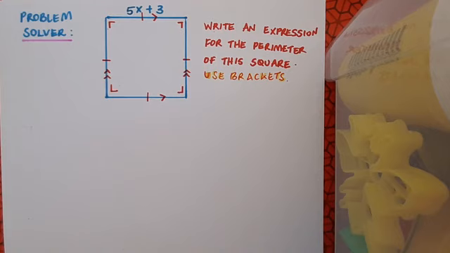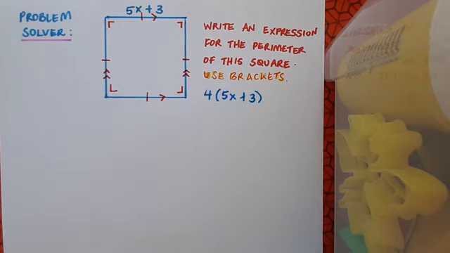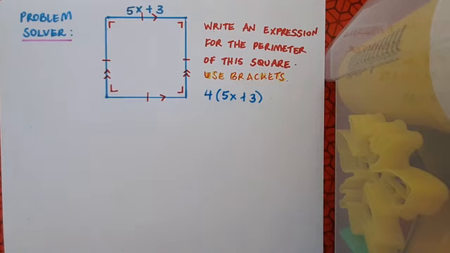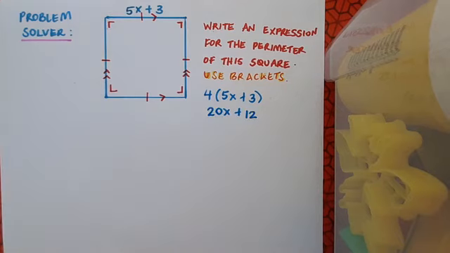Well, the perimeter, I know, has 4 sides that are all the same length. So I could write its perimeter as 4 bracket 5x plus 3. Could you expand and, if possible, simplify this, please? Well, we can expand it to make 20x plus 12, but we can't simplify it any further because 20x and 12 are not like terms.